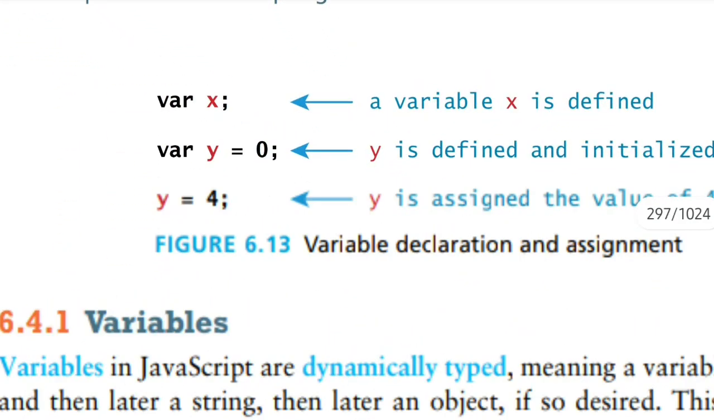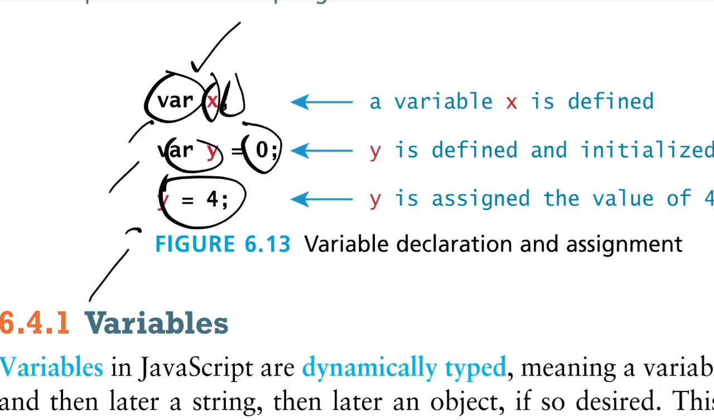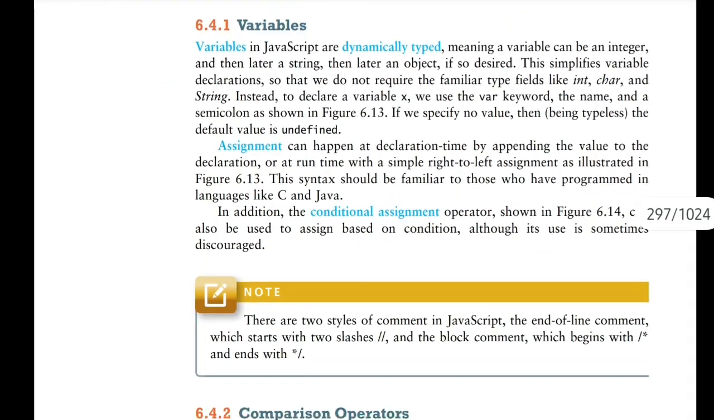For the variables, you need to write var. You need not specify if it is int, float, string, char, or boolean. Just write var. Like var x with the semicolon as usual, and var y is equal to 0, y is equal to 4. Like that, we will be doing the same thing. That is for the variables.